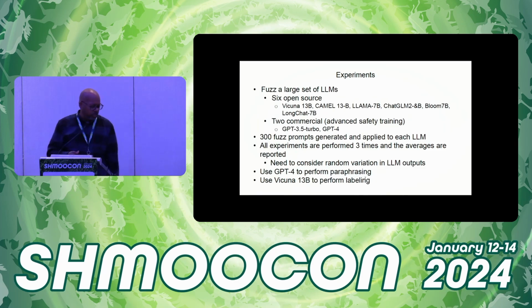Okay, so then we have a bunch of experiments that we did. We fuzzed a large set of large language models, so 6 open source ones and 2 commercial ones. The 2 commercial ones are ChatGPT, so GPT 3.5 Turbo, and then GPT-4, which is the better and more expensive one. We actually spent money doing this. We spent like $180 doing the experimentation for this.